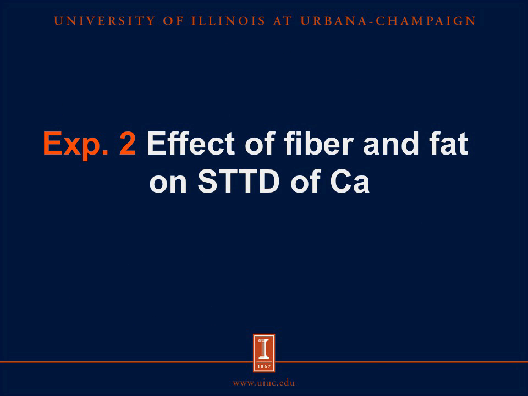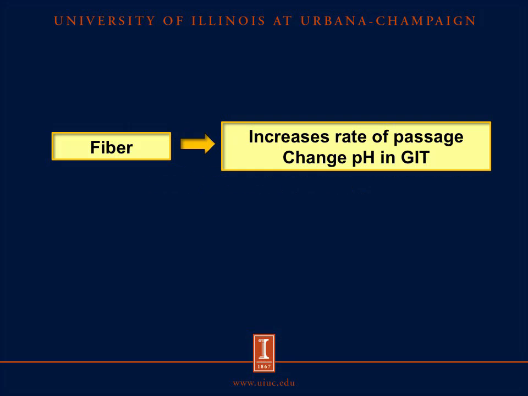Therefore, we decide to conduct another experiment to determine the effect of fiber and fat on the standardized total tract digestibility of calcium. We know that fiber increases the rate of passage, therefore the nutrients have less time to be digested by the enzymes and be absorbed in the gastrointestinal tract. But also fiber can change the pH in the intestines. Therefore, it enhances the solubility of some minerals, resulting in an increased digestibility.